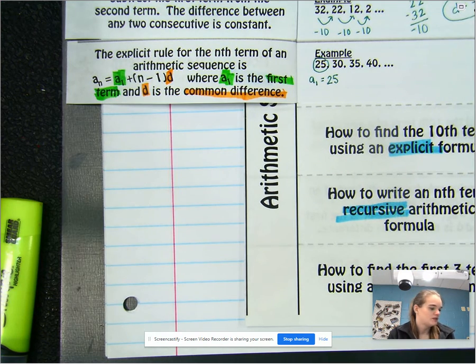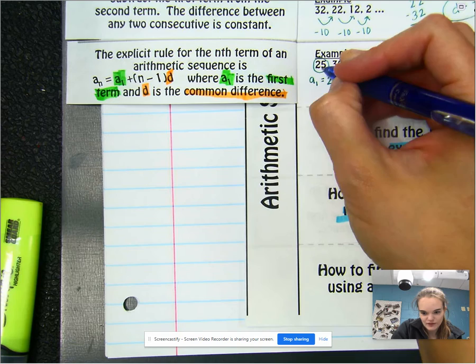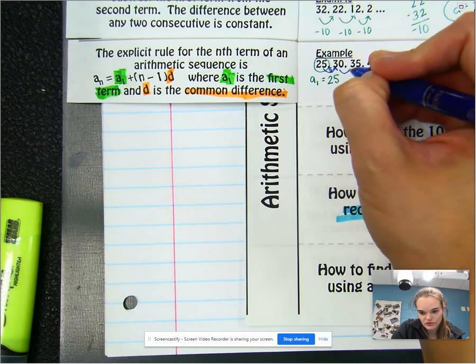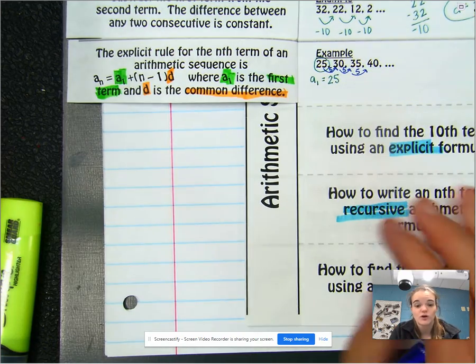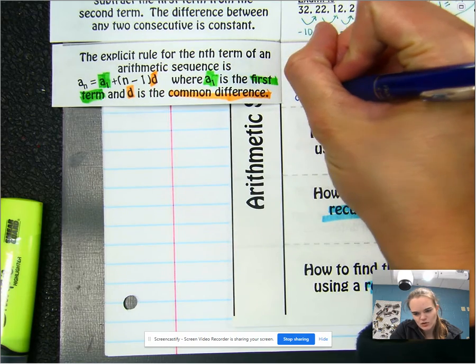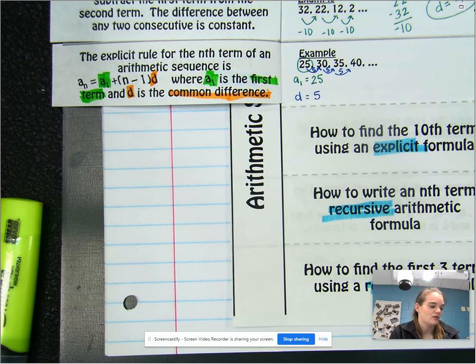Now, we need to list the difference, the common difference. Basically, we take 30, subtract 25, and we get 5. From here to here is 5. So is from here to here. And from here to here. We don't have to find it for all of them if it tells us it's an arithmetic sequence. So D equals 5. Okay? Those are the pieces I have to pick out.